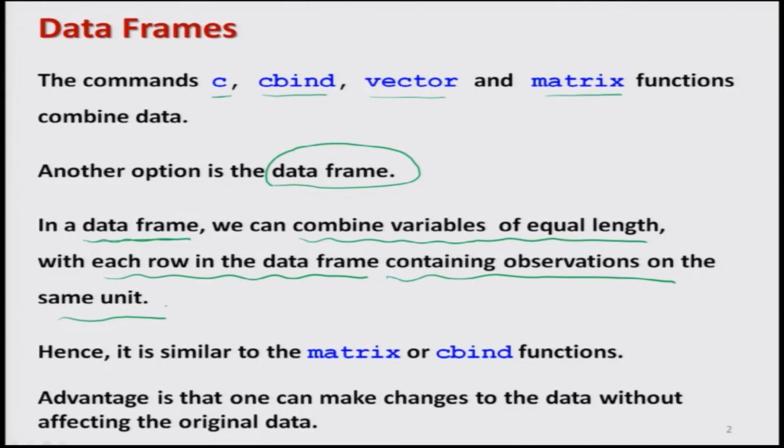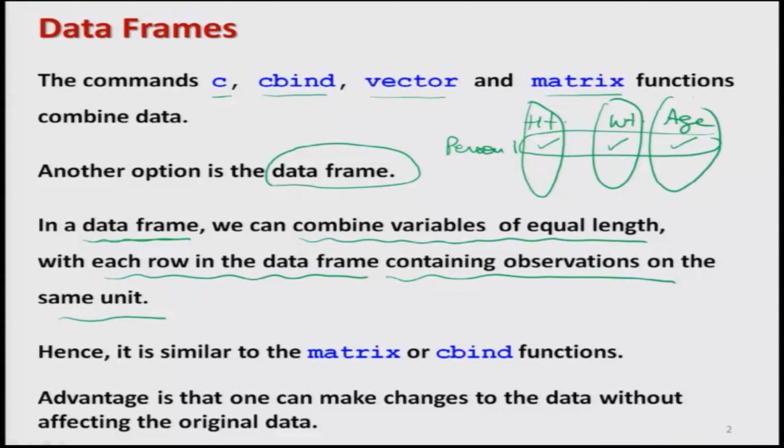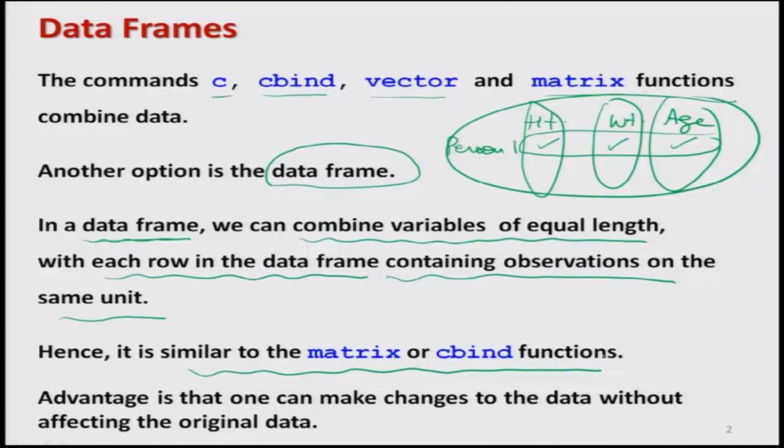What does this mean? For example, my first column is height, the second column is weight, and the third column is age. Now person number 1: height of person number 1, weight of person number 1, and age of person number 1. So this is arranged in a row, and variables are arranged in columns. So this altogether can be called a data frame. If you try to see, this operation is very much similar to the matrix or cbind function.